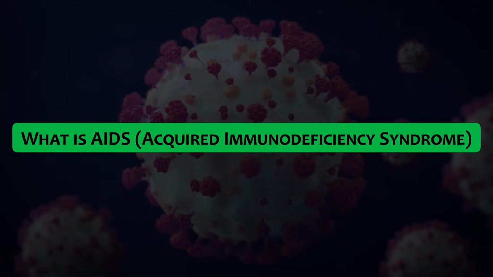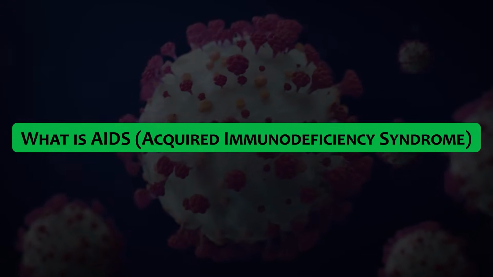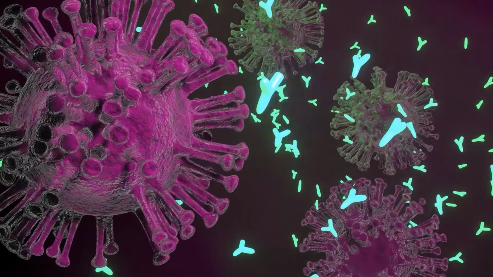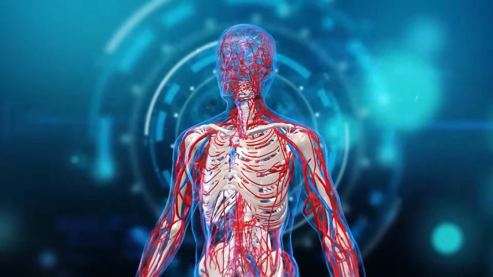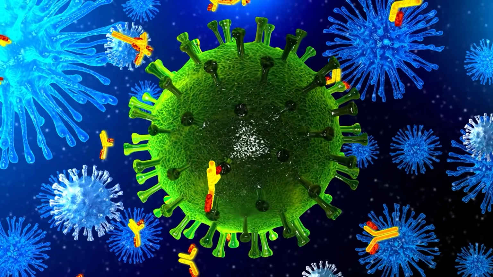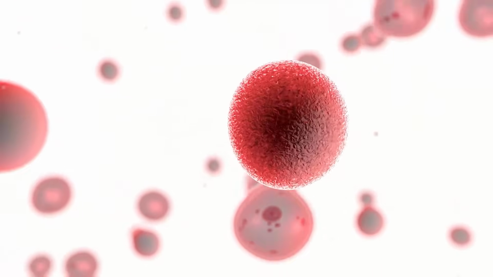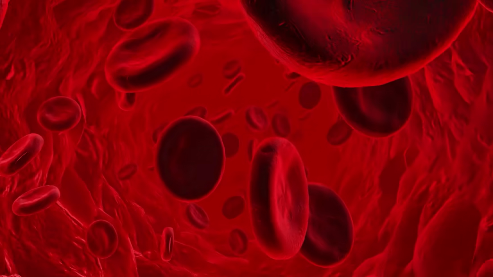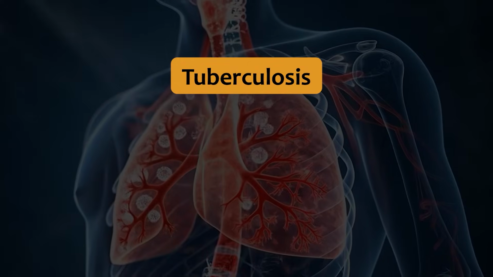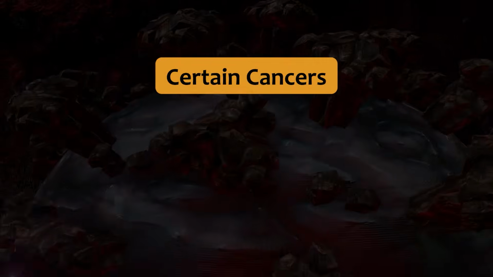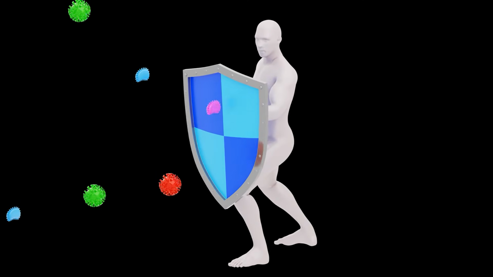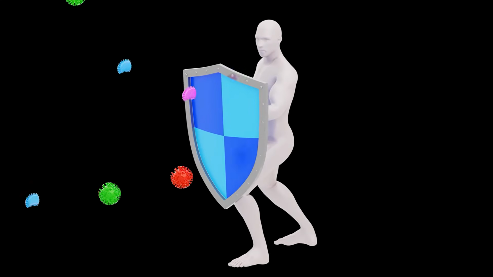What is AIDS? Acquired immunodeficiency syndrome. AIDS is not a separate disease, but rather the final stage of untreated HIV infection. It develops when the immune system is severely weakened. A person is diagnosed with AIDS when CD4 cell count drops below 200 cells per cubic millimeter of blood. They develop opportunistic infections such as tuberculosis, pneumonia, or certain cancers. At this stage, the body becomes extremely vulnerable to infections that a healthy immune system would normally fight easily.